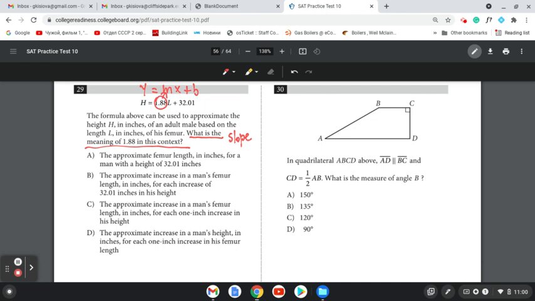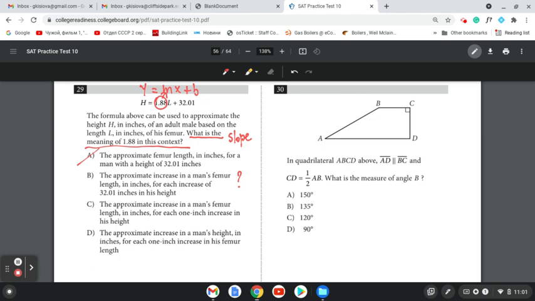So what does 1.88 mean? Obviously, it's not A, right? The approximate femur length in inches for men, that is not it. The approximate increase in men's femur length in inches for each increase of 32.01, that's not exactly it. 32.01 is the starting length. The y-intercept is the starting amount, so it doesn't look like it, but for now I'm going to put a question mark.